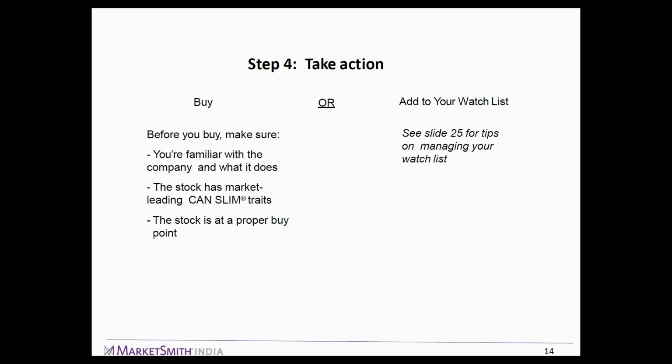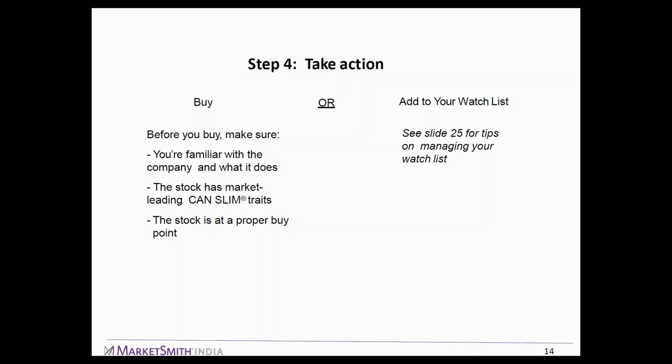So before you buy any stock, just make sure that you are familiar with the company, you understand the business model of the company, what it does, and in which sector the company operates. You should be familiar with these company specific details. Then you should look for the CANSLIM traits in the stock, whether the stock has most of the CANSLIM criteria or not. That would be very important to identify the good quality stocks which can have a good run going forward.